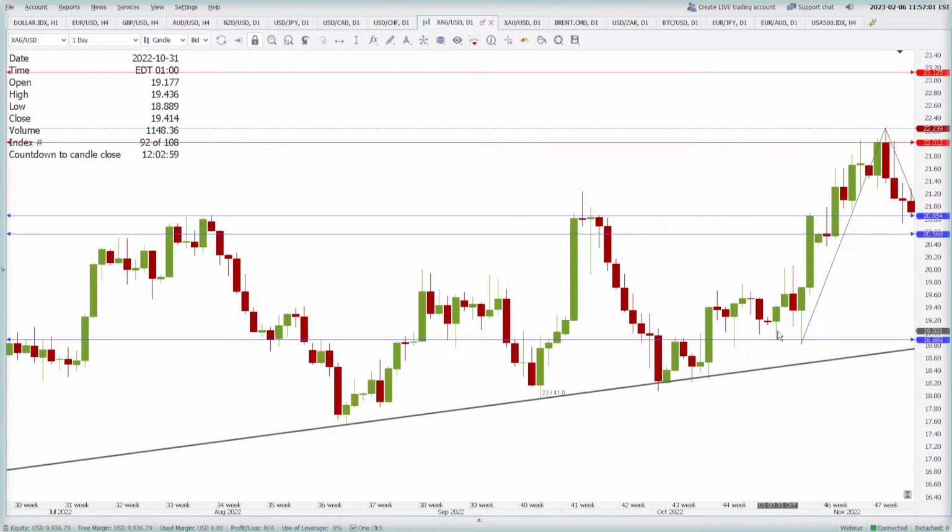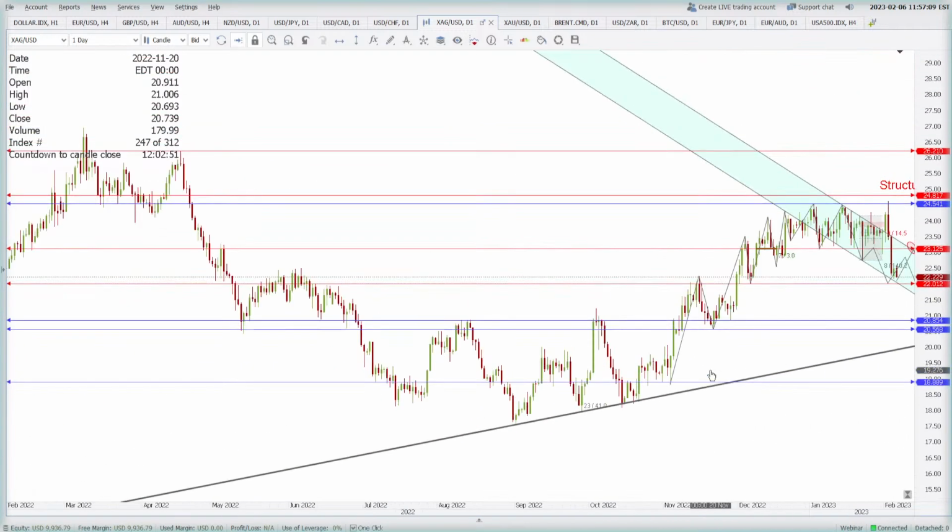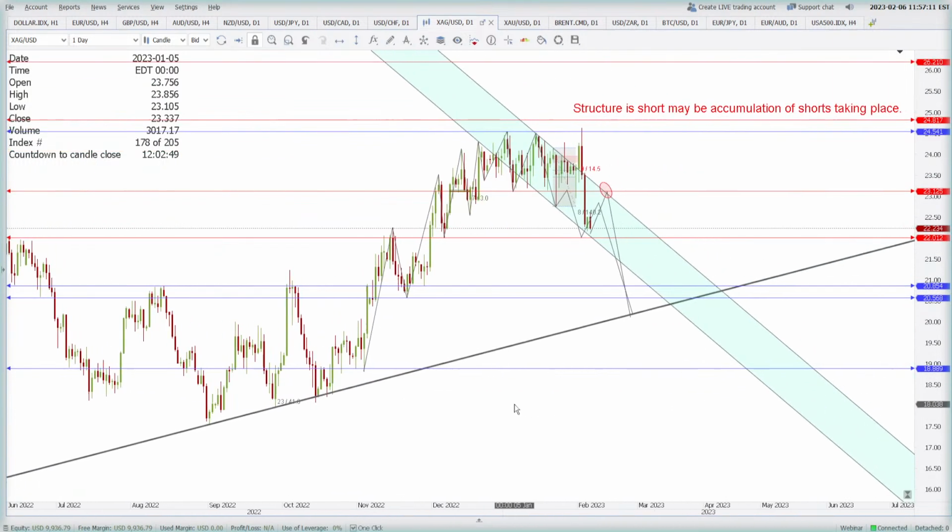Then there is this low around 18.88, then this low around 18.77. So these things will be your targets, but to reach those targets, the price has to breach this rising trend line. So let us see how things unfold about the silver.